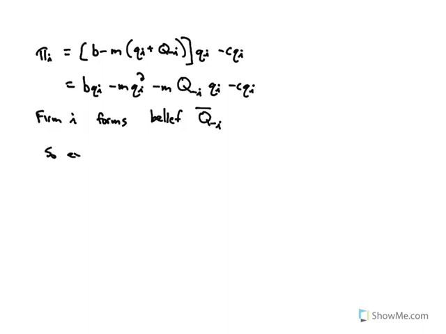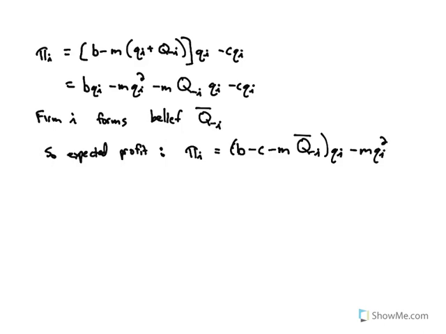So expected profit under that belief is pi_i, which is equal to B minus C minus M times the total quantity believed to be in the market, times q_i. I basically combined all my terms that are multiplied by q_i, and then minus M times q_i squared. So this is expected profit in the market, which equals B minus C minus M times my belief of what everyone else does, times q_i, minus M times q_i squared.